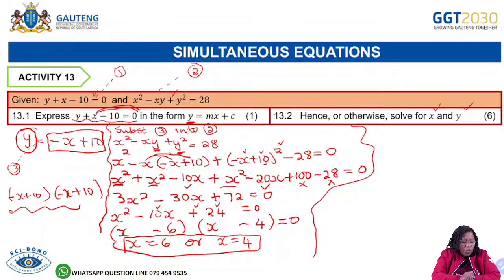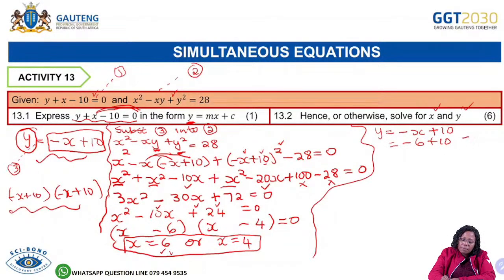The easiest way is to take equation 3 and substitute the x values in that one. So the y value, the first one, we are using the third equation, minus x plus 10. We are now substituting the first x value, 6. That will be minus 6 plus 10, which is 4. And then secondly, we substitute 4. That will be minus 4 plus 10. That will be 6.